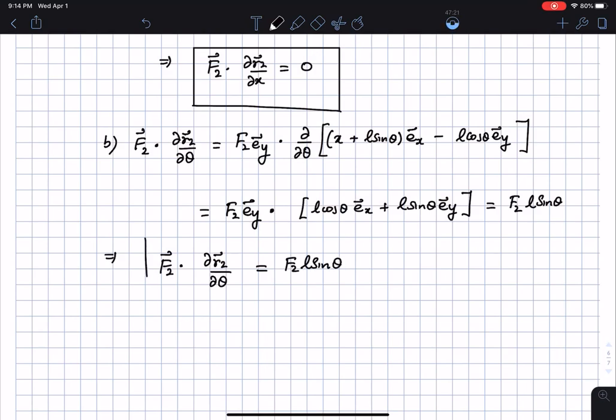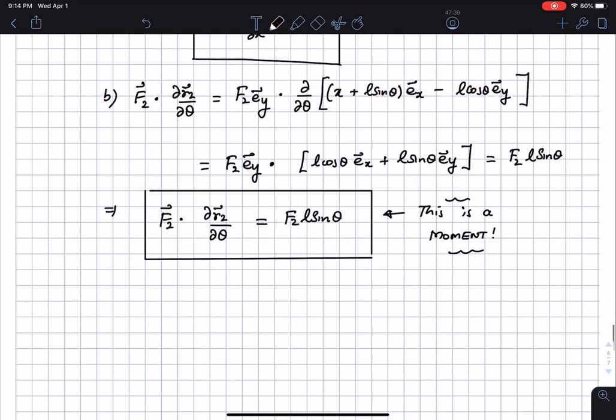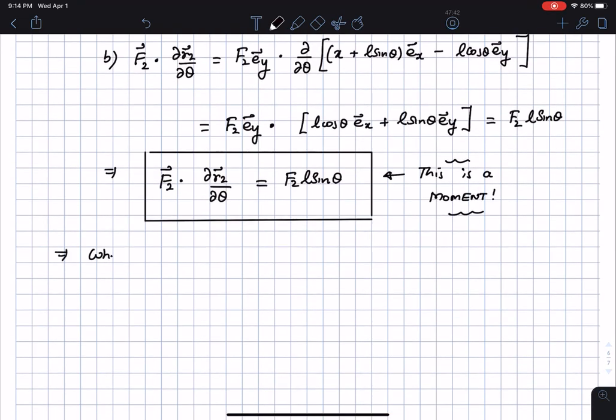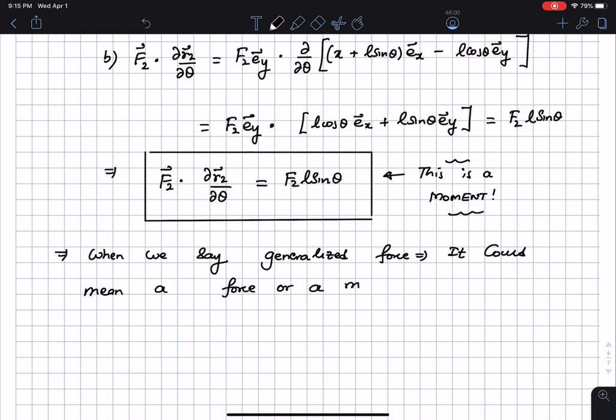So we say that this is a generalized force, but this looks more like a generalized moment. So when we say generalized force, it could mean either a moment or a force. Okay, that's something to think of. So this is a moment. Okay, so when we say generalized force, it could mean a force or a moment. Something to keep in mind.